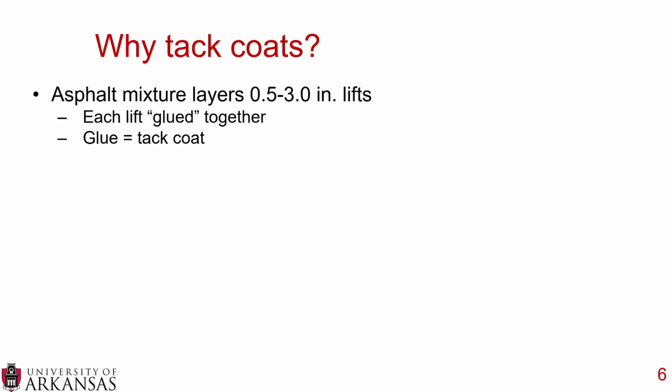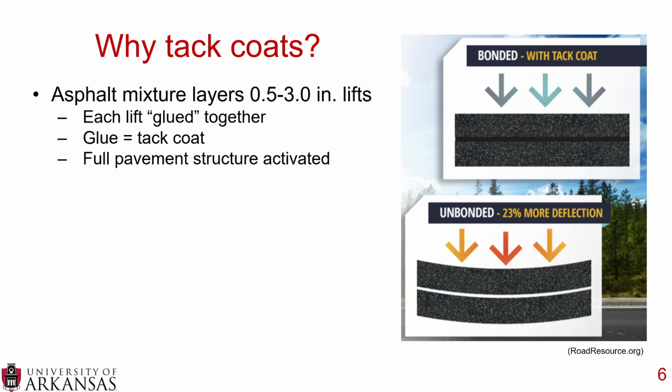So why do we even put tack coats down? Well, asphalt mixtures are placed in what are called lifts or layers, and these are anywhere from 1/2 inch to 3 inches thick, and we need to literally glue those layers together, or those lifts together. And the glue is the tack coat. And once you glue these layers together, you have the full pavement structure activated. So there are videos on YouTube that show the benefits of gluing wood 2x4s together. And this is a very, very similar concept where if you have a tack coat, you're able to activate all those layers into one large single layer.